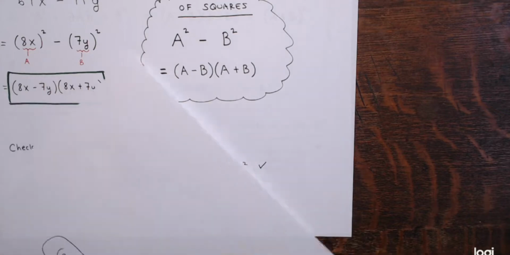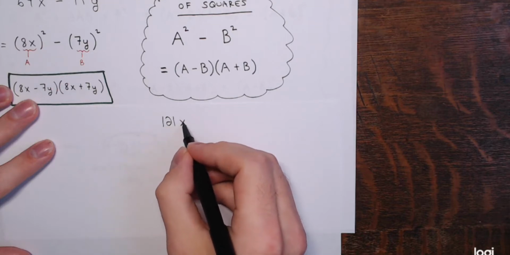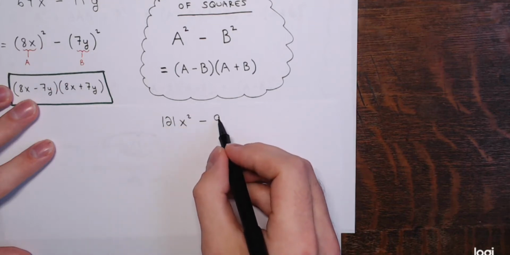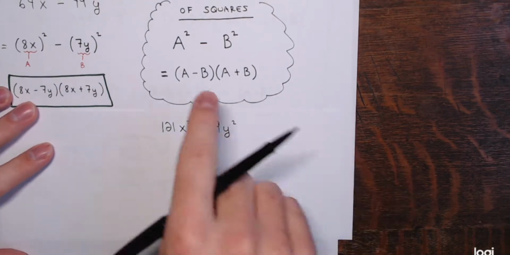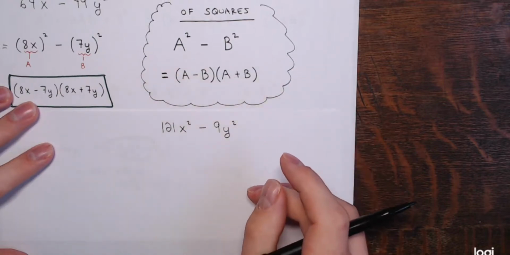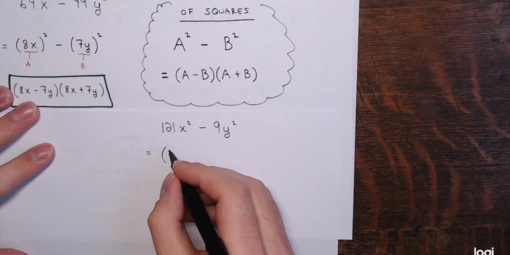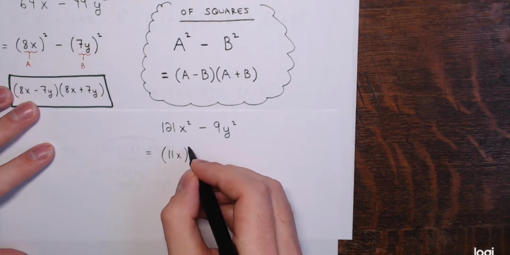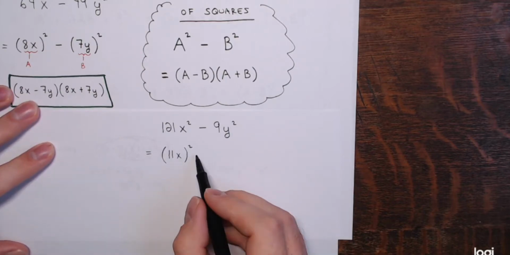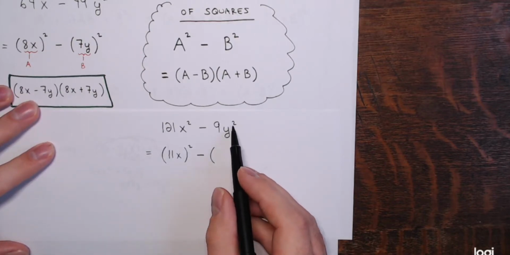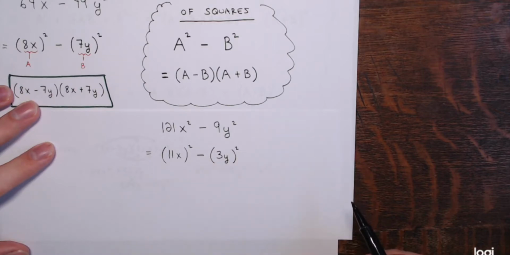So we have here 121x squared minus 9y squared. All right, again, two terms, there's a minus here, I see some squares, there's a good chance it's a difference of squares and it can be factored. Now 121x squared, that first term I can rewrite as 11x to the second power, right? 11x times 11x would be 121x squared. Minus 9y squared, that's 3y to the second power, right? 3y times 3y would be 9y squared.